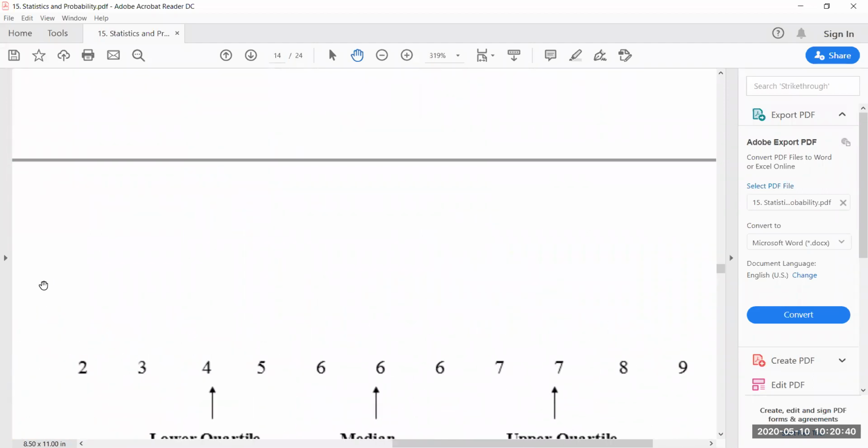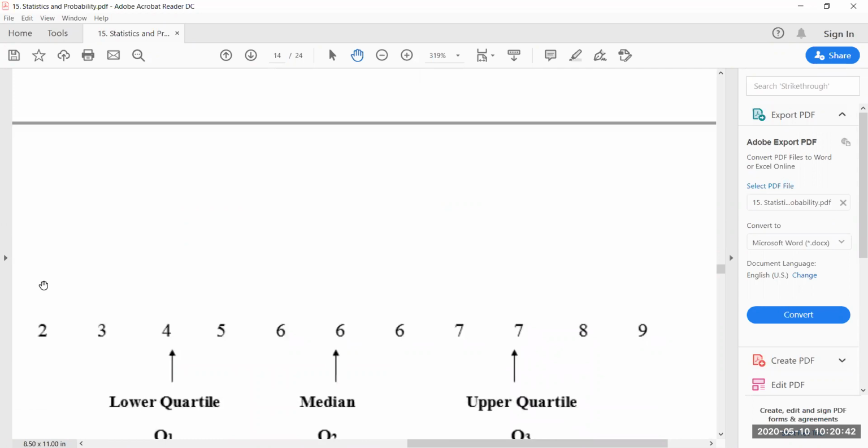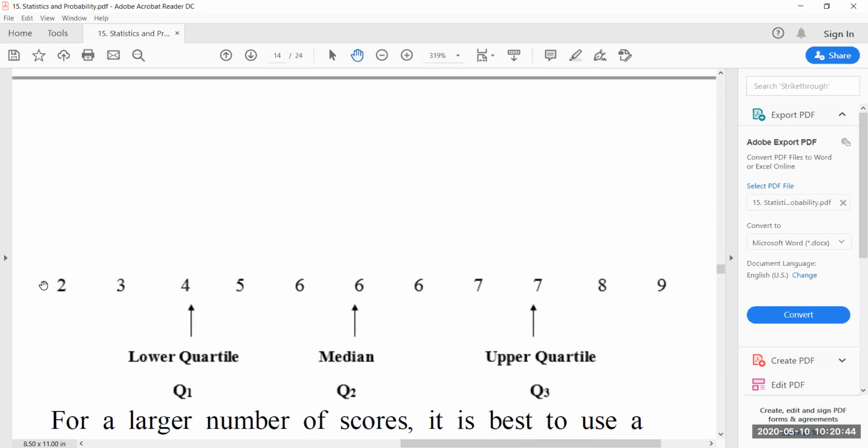Of course, if you're given a set of scores, remember it's the median you're dealing with, right? So you arrange it in either ascending or descending order. The value that is in the middle in this case is 6. 6 is dead center in the middle. So since 6 is in the middle, we know 6 is the median, so we call that Q2. Everybody following? Yes, sir.